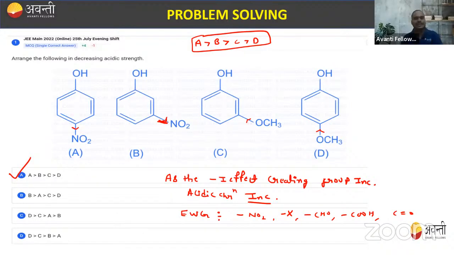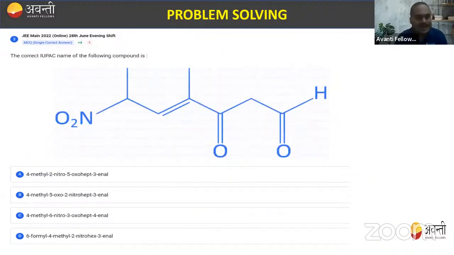ठीक है. तो चलो चलते हैं नेक्स्ट पे अब. Now, the correct IUPAC name of the following compound. So you have to name the following compound according to its correct IUPAC name. So first of all, you need to identify which functional group is attached to this compound. So here we have an aldehyde group. We all know this is an aldehyde group, right? So this is an aldehyde group. This is an aldehyde group. This is a ketone group.